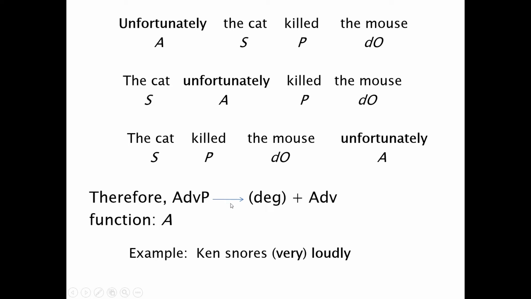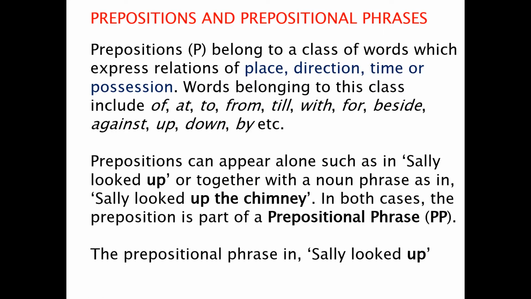Therefore, an adverb phrase consists of a degree plus an adverb. But remember, this is an adverb, not an adjective. The adverb is the keyword or the head word. The function of this word is adverb or adverbial. Example: Ken snores very loudly. So very is an adverb of degree, and loudly is the head word.